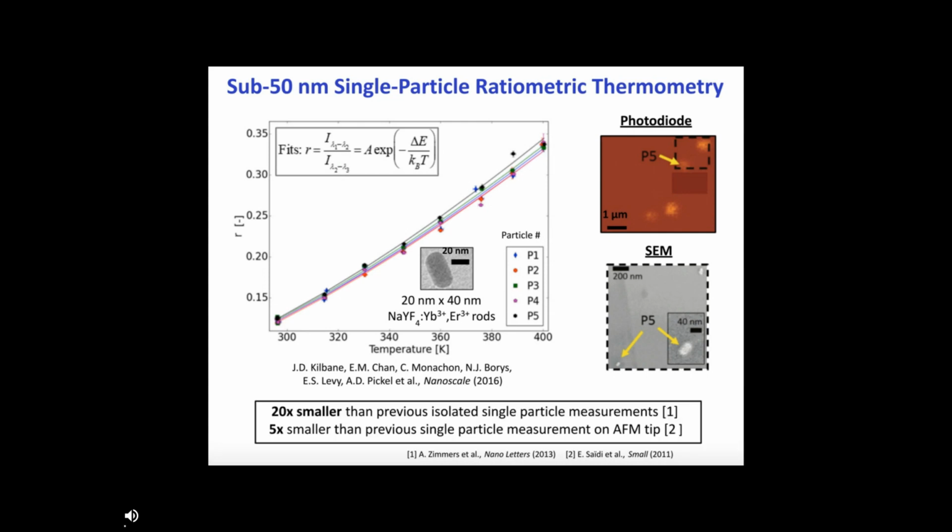And just for perspective, again, this was the first time that particles below 50 nanometers had been used for thermometry. And this is about 20x smaller than the previously smallest single particles that had been used for isolated single particle measurements like we're doing, and about 5x smaller than the smallest single particle measurements for a particle that was attached to an AFM tip. And so this really represents a significant improvement in terms of the spatial resolution of this technique.